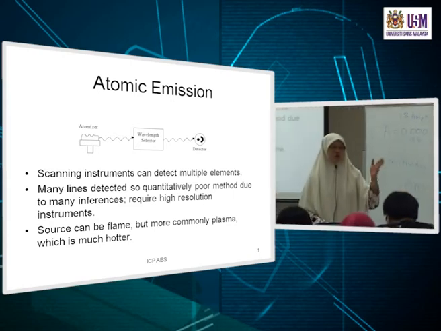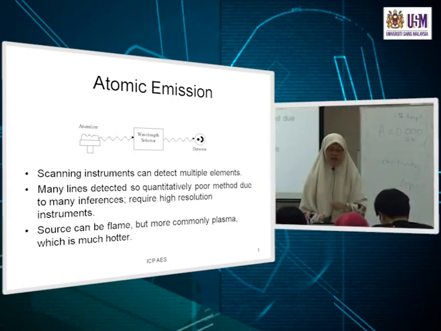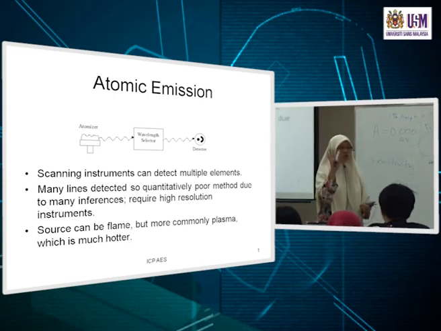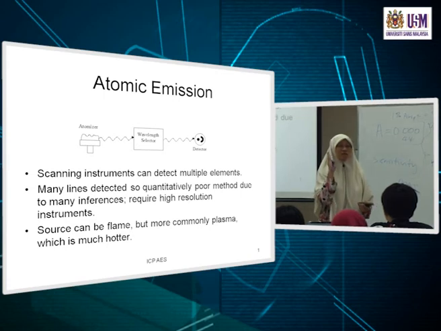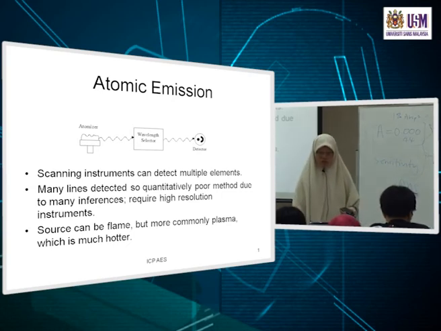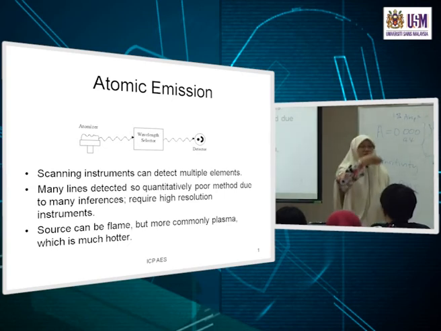If in AAS, your calibration curve is absorbance versus concentration, here we no longer talk about absorbance. You're talking about emission units. There are no units, it's just numbers, just as absorbance has no units. So your calibration curve will be emission intensity versus concentration.